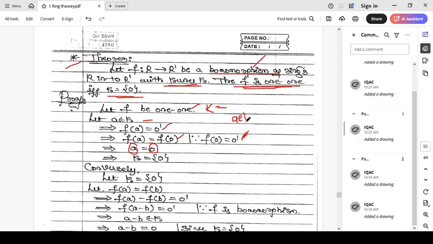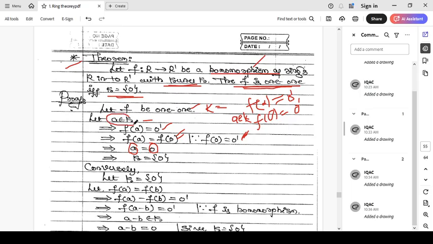If a belongs to K, f(a), what we are getting? 0'. Similarly, f(0) is 0'. So 0' here, here also 0'. So I can equate these two, that is f(a) = f(0) I can write down.